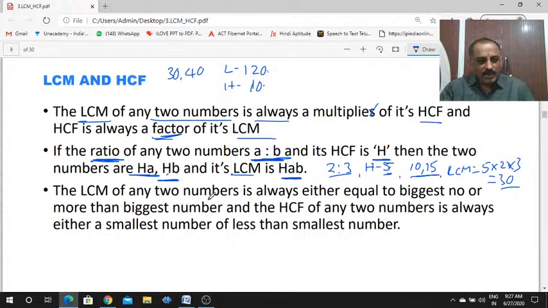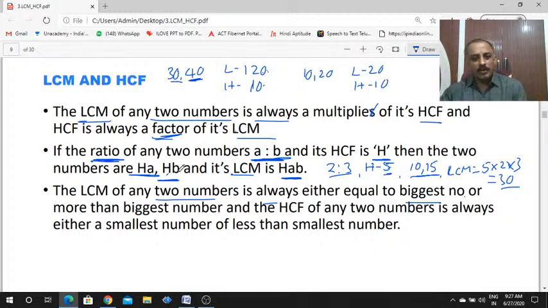Now, the LCM of any two numbers is always either equal to the biggest number or more than the biggest number. For example, 30 and 40. What is the LCM? It may be equal to 40 or more than 40. So 120 is more than 40. For example, what is the LCM of 10 and 20? The LCM of 10 and 20 is 20. The HCF of 10 and 20 is 10.